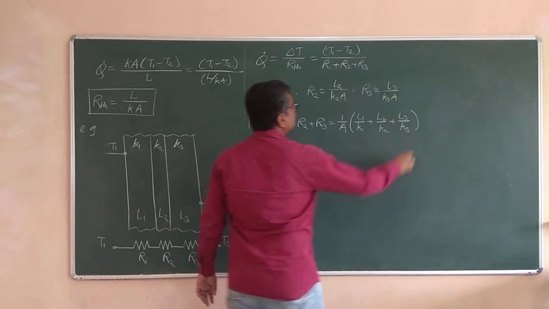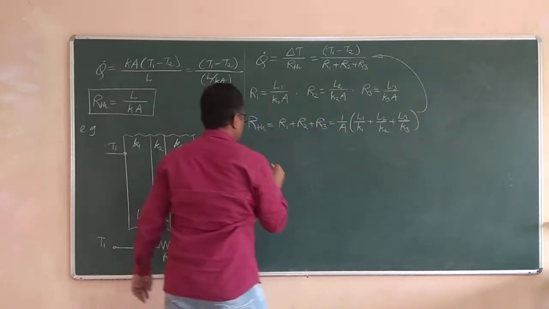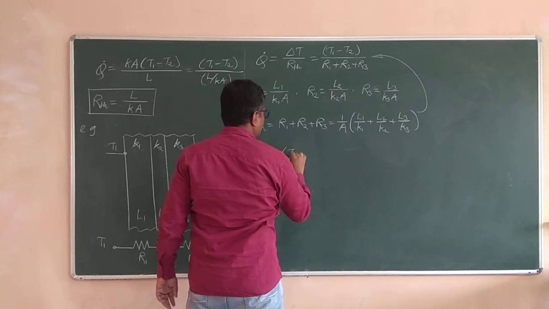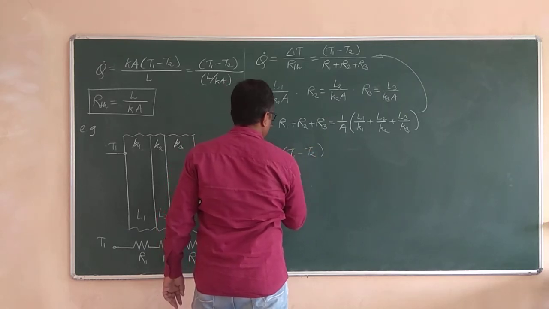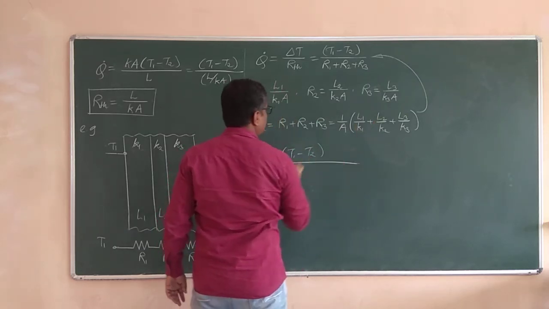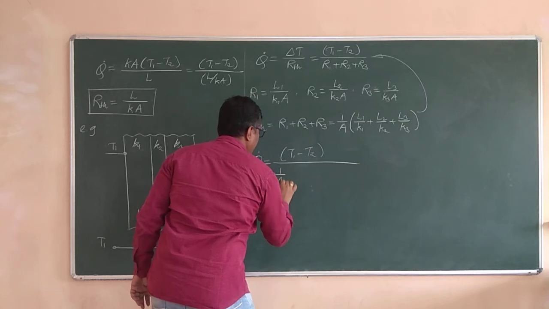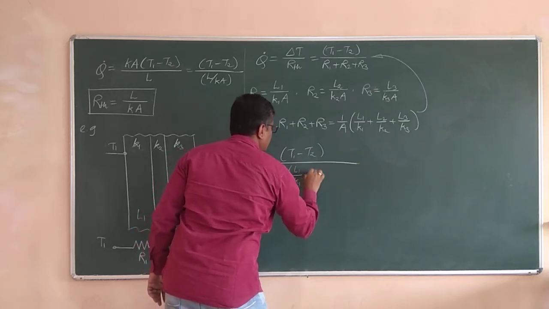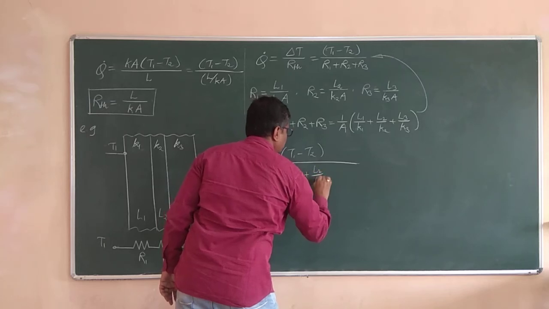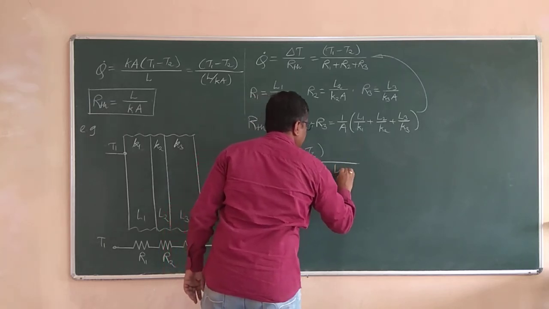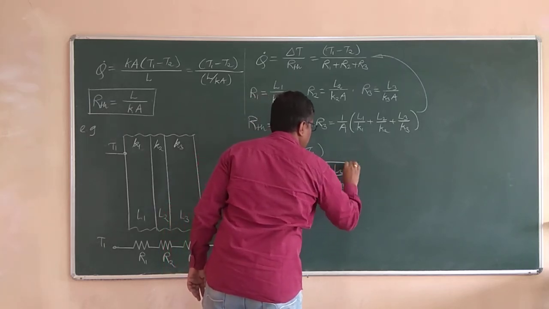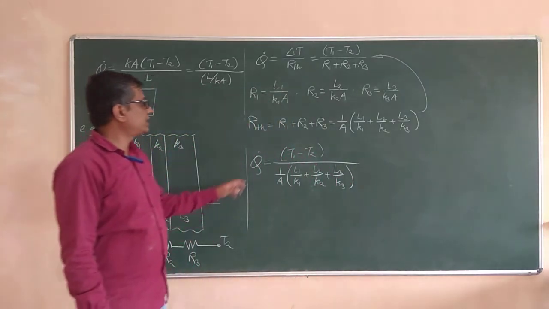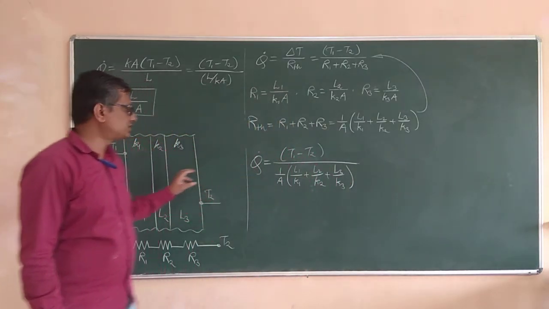And now substitute this value of R thermal in this equation, so you will get Q dot equal to T1 minus T2 divided by R thermal, which is 1 by A into the bracket L1 by K1 plus L2 by K2 plus L3 by K3, and that's the final equation. With the aid of this equation, you can get the heat transfer rate that is taking place across this slab.